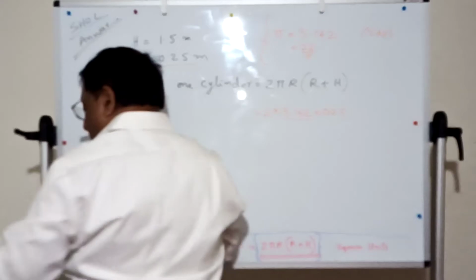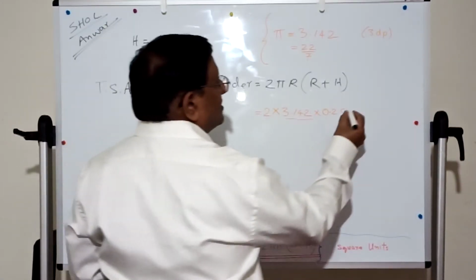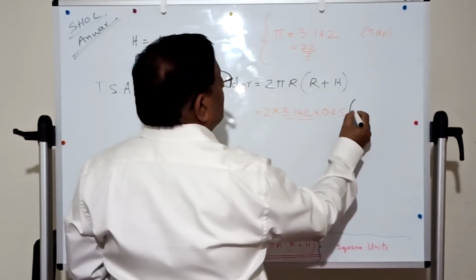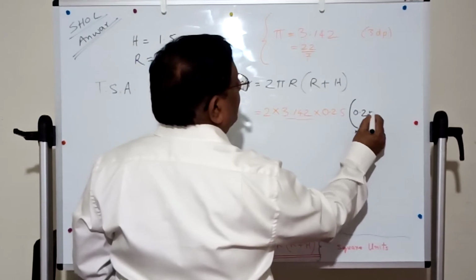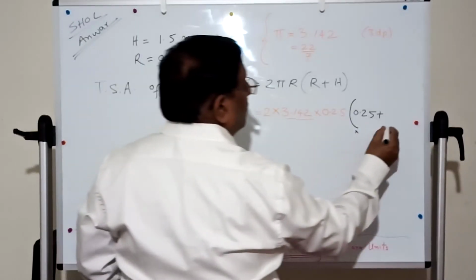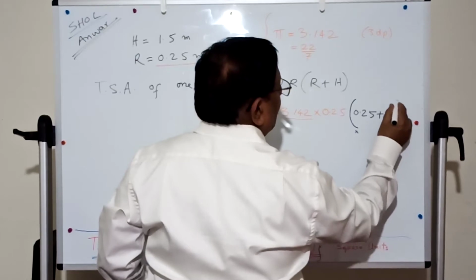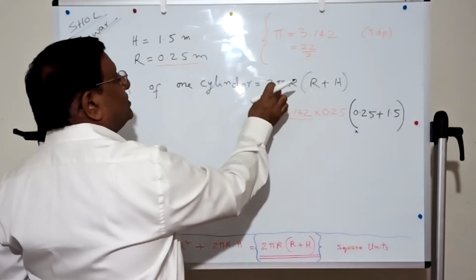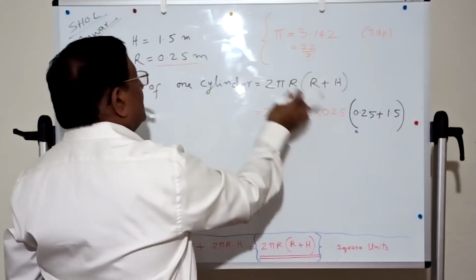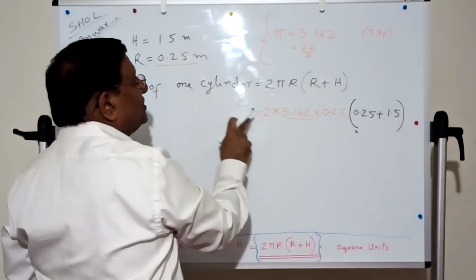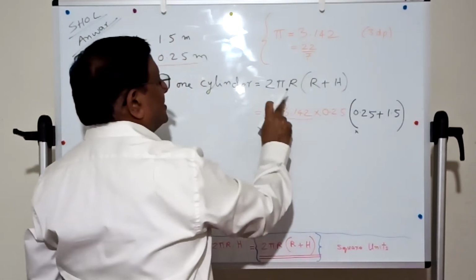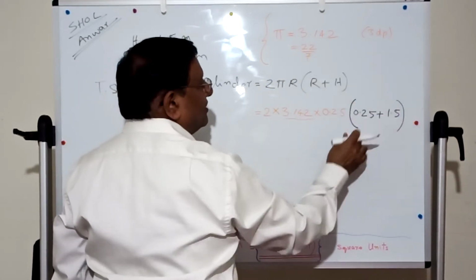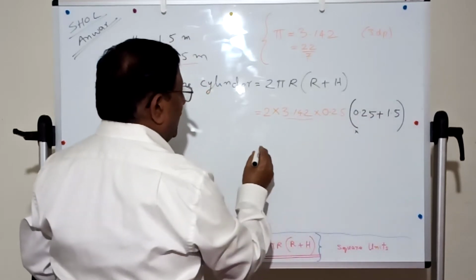And then completely multiply by, that is, brackets show multiplication. So r is 0.25 plus h is 1.5. These are the values substituted in this formula. All the variables are r and h. We substituted the values of these variables in the formula. This is the formula for total surface area: 2 pi r times the total, all times 0.25 plus 1.5.